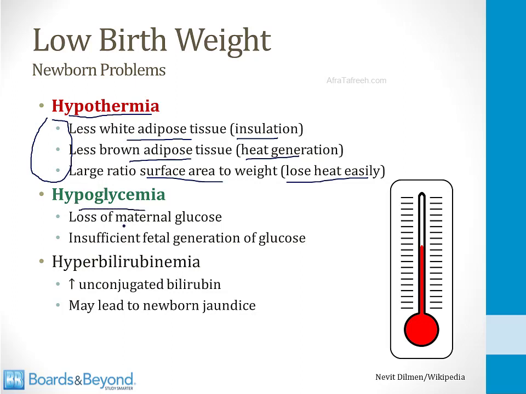Newborn babies often have hypoglycemia. When they are born, they lose the maternal source of glucose, and they aren't developed to a significant degree in order to be able to generate their own blood sugar, so they can have hypoglycemia. And then babies can also have hyperbilirubinemia. I talk about this in the video on bilirubin in the GI section, but newborn babies have an increase in unconjugated bilirubin, especially when they are preterm, and this can lead to newborn jaundice.